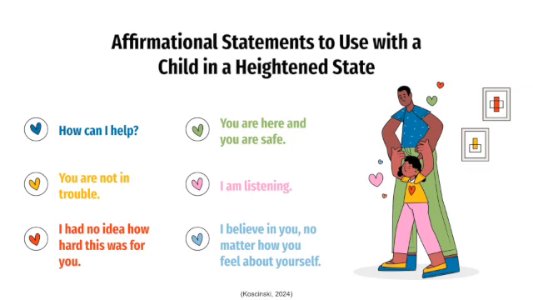Often, children who experience trauma don't know the difference between adults that they can and adults that they cannot trust. Establish yourself as a trustful adult throughout your occupational therapy sessions with this child. Here are some affirmational statements that you can use with a child who is in a heightened state. You could ask, "How can I help?" Remind them that they are not in trouble. Affirm their experience by saying that you had no idea how hard this was for them. Bring them back to the present and ground them by saying that they are here and they are safe. Remind them that you are listening and that you believe in them no matter how they feel about themselves.